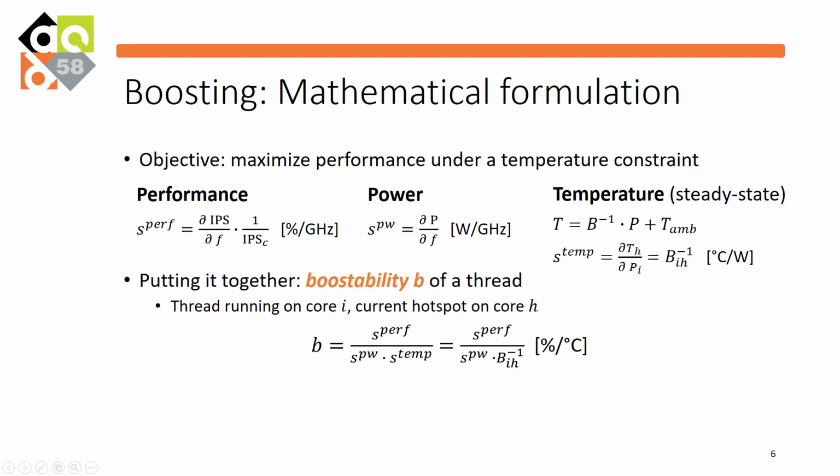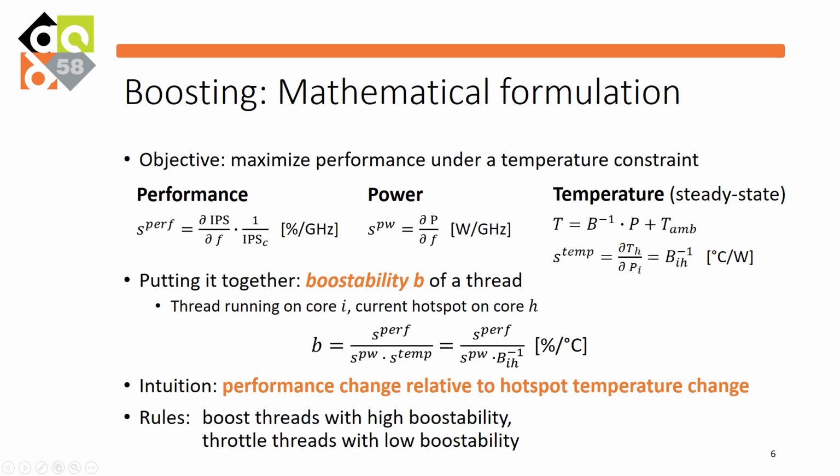We define now our novel boostability metric B. The thread that we want to calculate the boostability for is running on core I, the hotspot is currently on core H. The boostability is defined by the equation on the slide that combines all three sensitivity metrics. The resulting unit is percent per degree Celsius. Intuitively, this metric expresses how much the performance of a thread changes relative to how the hotspot temperature changes if we modify the frequency of the thread.